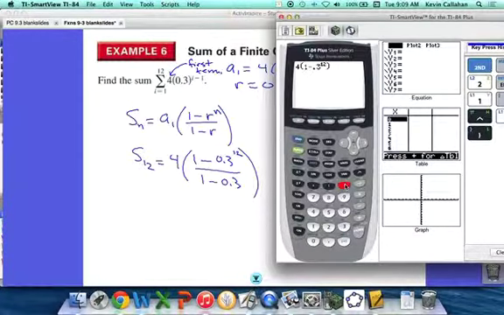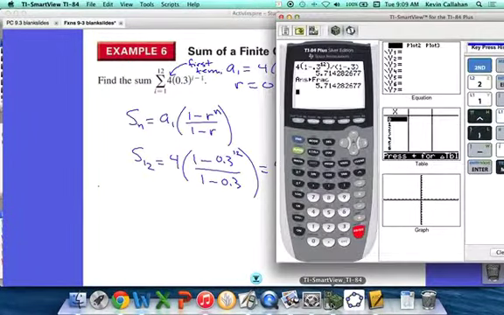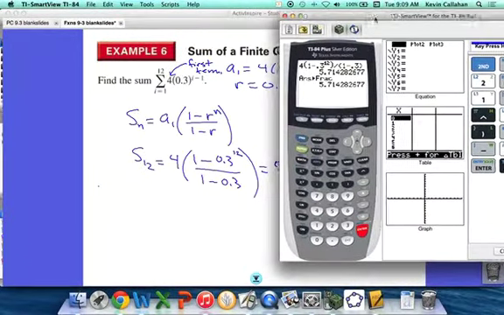Now when you divide, then you do 1 minus parentheses, 1 minus 0.3. And as long as you've got the parentheses in the right place, that will work. Enter. And let's see if it's got a fraction. Enter, enter. No, 5.714. You just have to make sure that you use parentheses wherever you should.